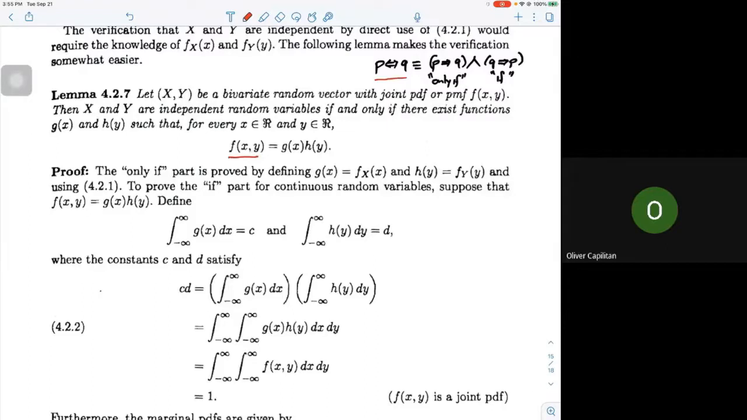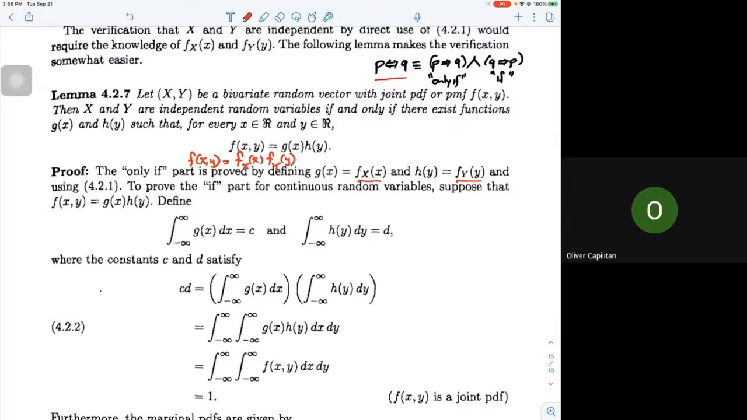Since x and y are independent, this is equal to the product of the marginals. So if we define g of x to be the marginal PDF of x, and we define h of y to be the marginal PDF of y, then we have proved the only if part.